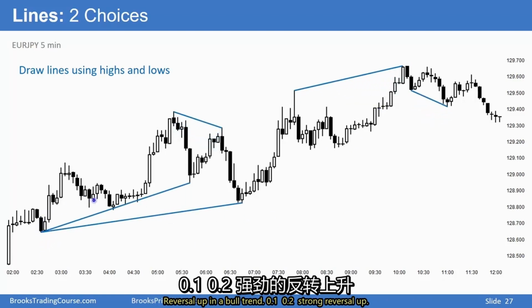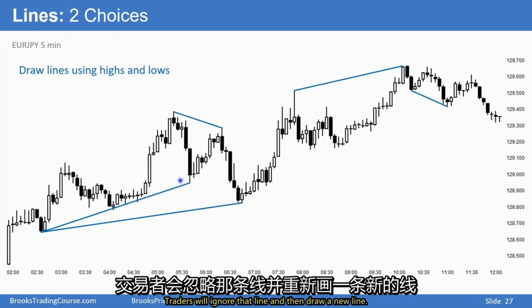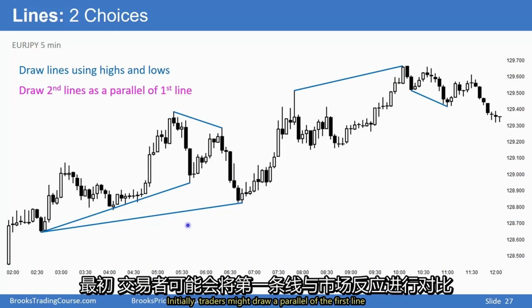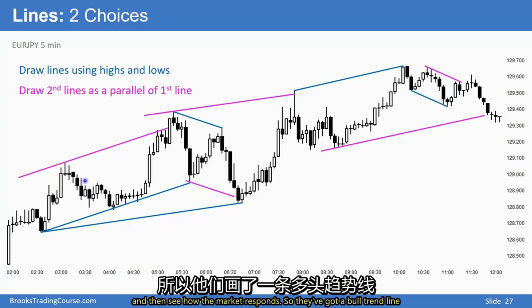Point 1, point 2, strong reversal up. Found support here, but broke below the line here. Traders will ignore that line and then draw a new line. Initially, traders might draw a parallel of the first line and then see how the market responds.